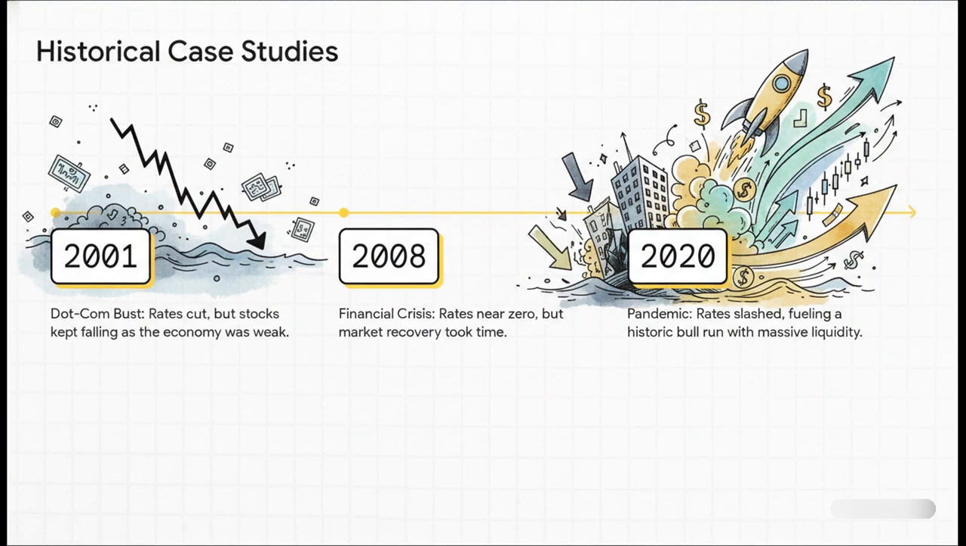And if you look at history, it gives us a perfect masterclass on this. Let's take 2001, right in the middle of the dot-com bust. The Fed was cutting rates like crazy, but stocks just kept on falling. Why? Because the economy itself was in real trouble. Same story in 2008. The Fed cut rates all the way to near zero, but that didn't stop the financial crisis. But then you get to 2020 and the pandemic. Rates get slashed, tons of stimulus money gets pumped in, and boom, it kicks off one of the fastest, most historic bull runs ever. It just goes to show you, context is absolutely everything.